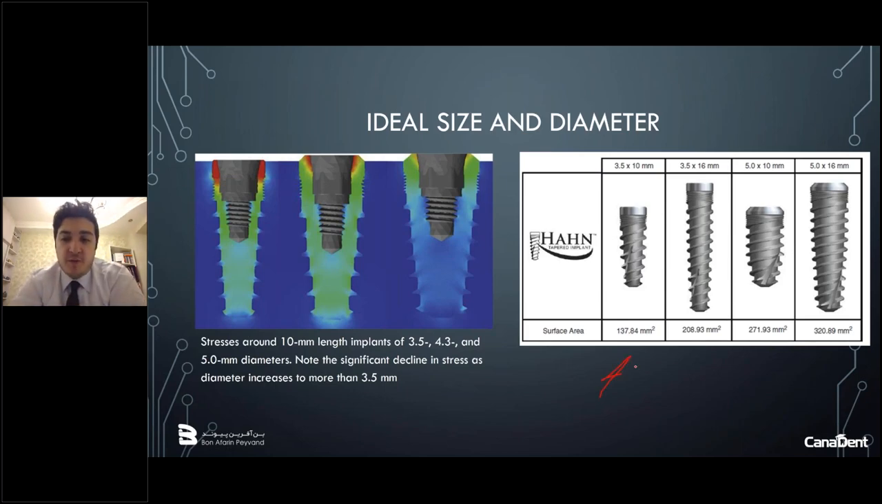the surface area of a wider but shorter implant, for example this 5 by 10 millimeters, 5 in width and 10 in length, is much more than some smaller but longer implant. As you can see, this one is 271 square millimeters of surface area and the other one is 208. Studies have proven that the wider the implant, the less stress is located at the crestal bone and the less resorption will follow its loading.